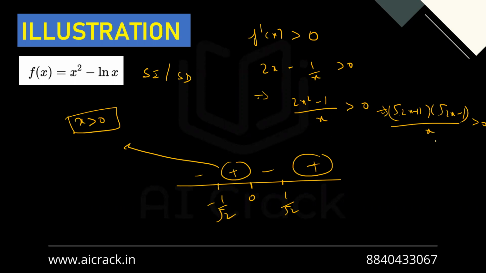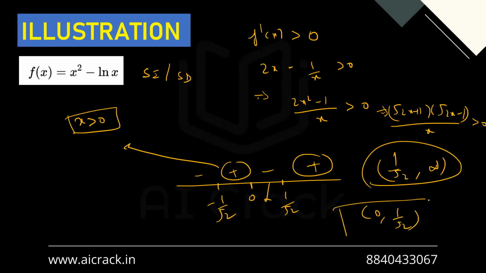So our answer should be 1 by root 2 open to infinity. This should be our answer for strictly increasing, and for strictly decreasing our answer should be 0 to 1 by root 2 open bracket. So this is how you have to find the intervals of strictly increasing and strictly decreasing. If they had asked us for strictly increasing and just increasing or just decreasing, then the answer would have been different.